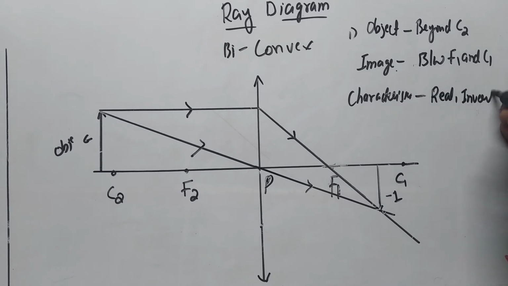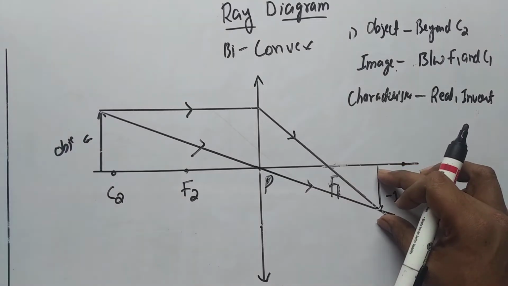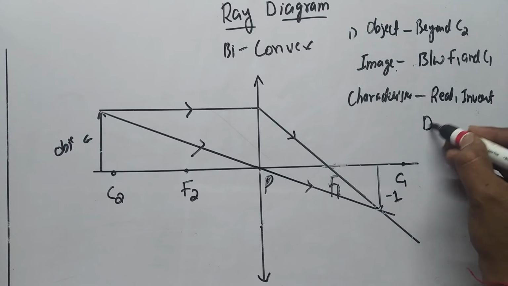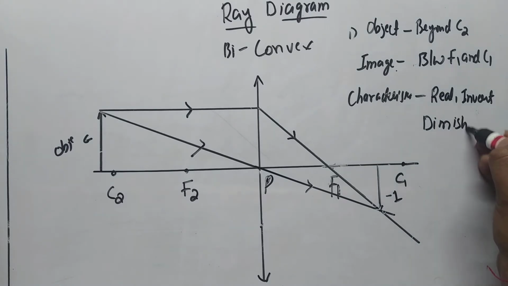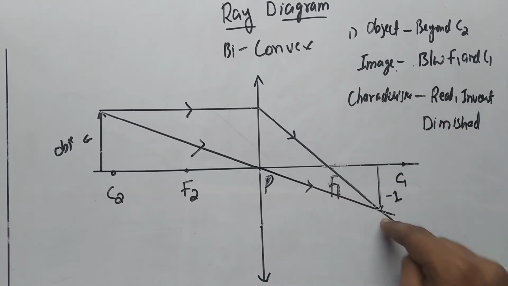Next we have to talk about the size. So the size will be small. The object is bigger in size, the image is small in size. Whenever the image is small, you have to write that it is diminished. The image is formed between F1 and C1. The characteristics of the image are real, inverted and diminished.